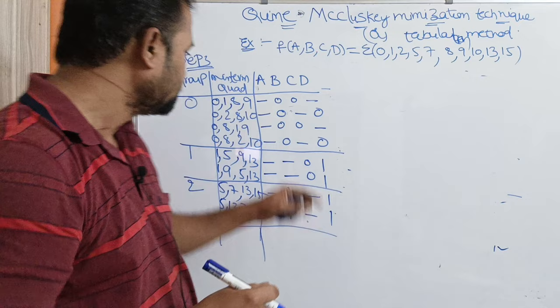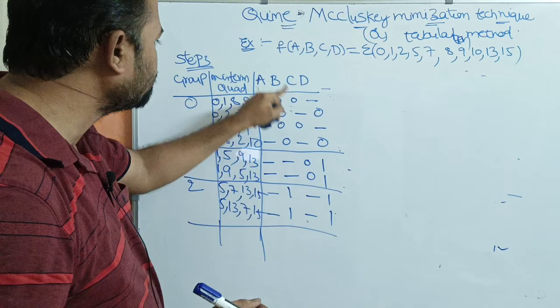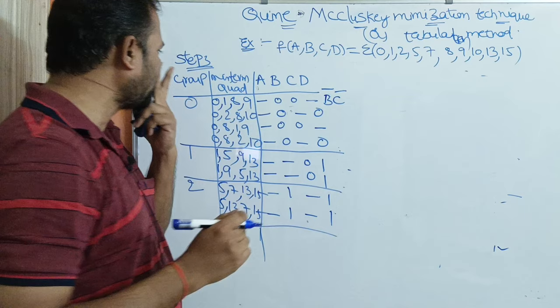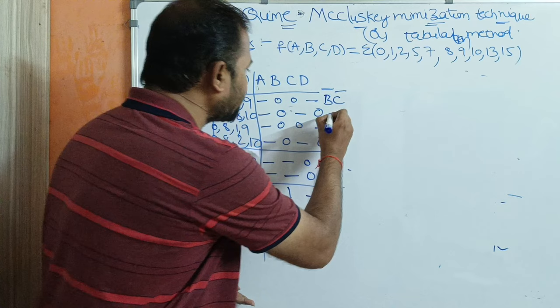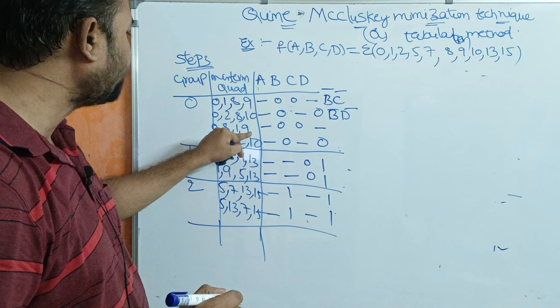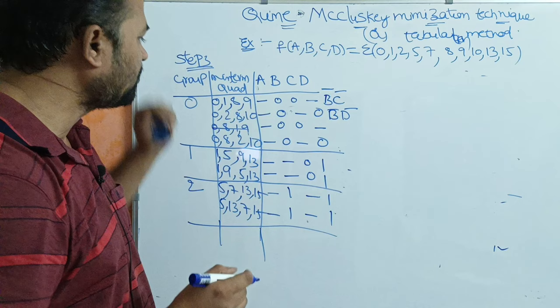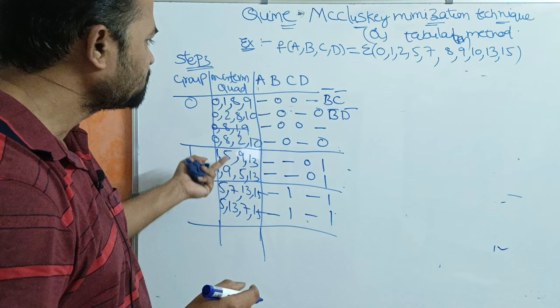0 1 8 9, 0 0 0 0, means what is the combination? B bar C bar. So B bar C bar is a prime implicant. Next, 0 D, so 0 D means B bar D bar. If you observe here, 0 8 1 9 is similar to 0 1 8 9 only, so we can strike off this one. Why? Because this is already covered. If you observe this one, 0 8 2 10 is similar to 0 2 8 10, so there is no need to consider this, so we can strike this off.